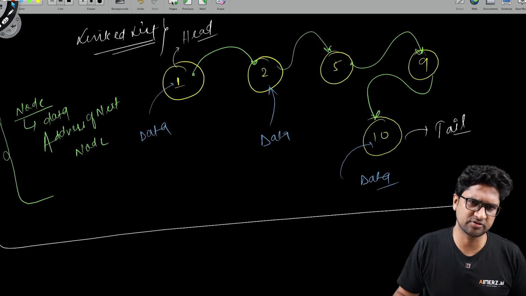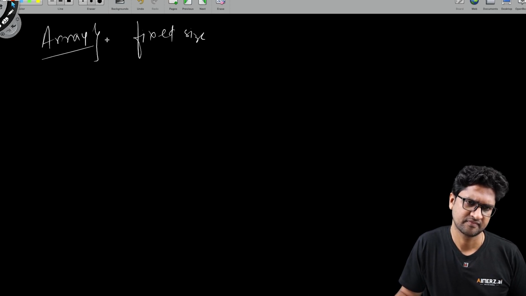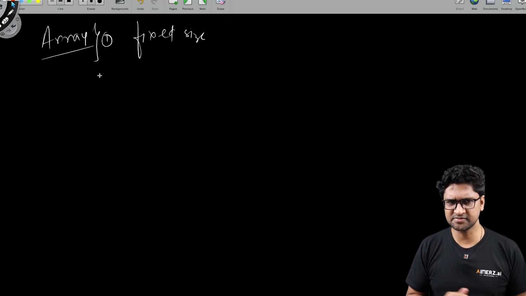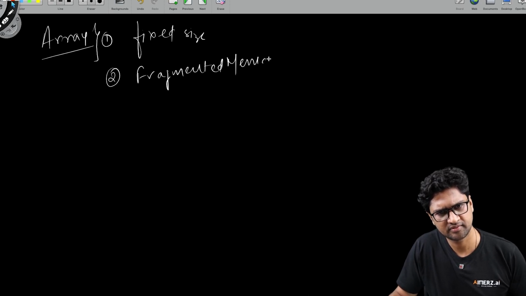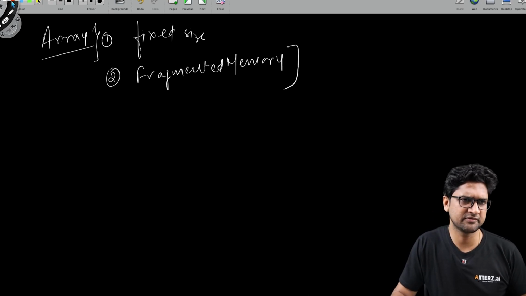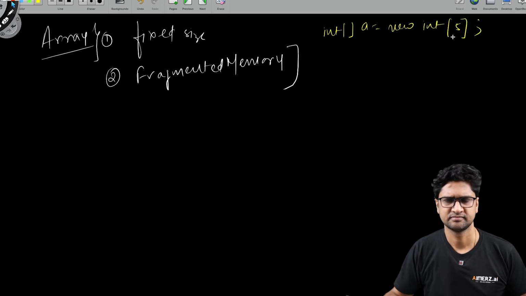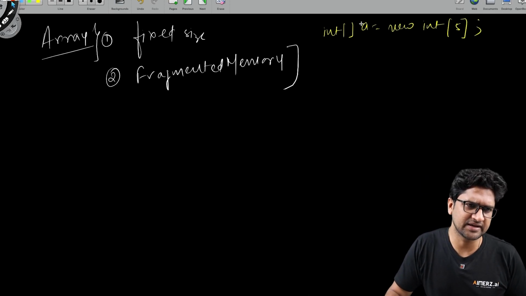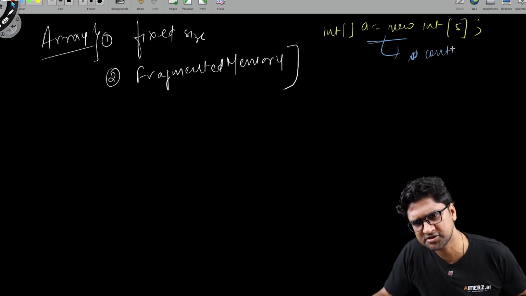And the beauty of the linked list is that it solves the two main challenges of the array. First, array has a fixed size. That's one big challenge. Another challenge with the array is that it cannot survive in fragmented memory. What that means is that whenever I go and define an array, say for example, int a equals new int 5, arrays have a requirement that if they have to store their elements, the elements have to be stored in contiguous locations.